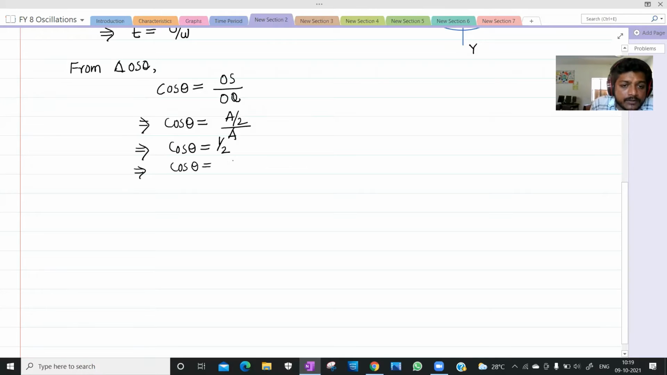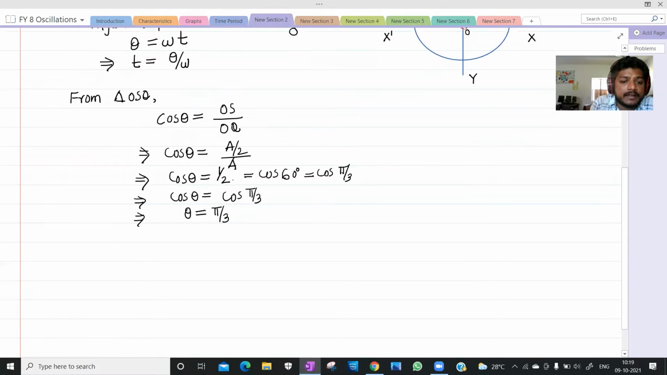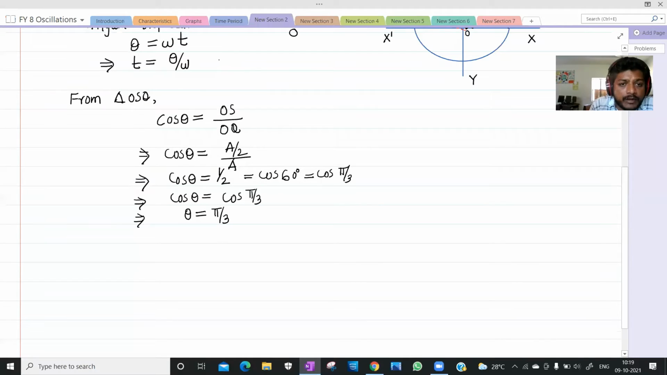Cos theta equals 1 by 2, which is nothing but cos 60 degrees, or we can write cos pi by 3. If you compare both sides, what is theta? Theta equals pi by 3. And also, you know, what is omega? Omega, the angular velocity, is 2 pi by T.